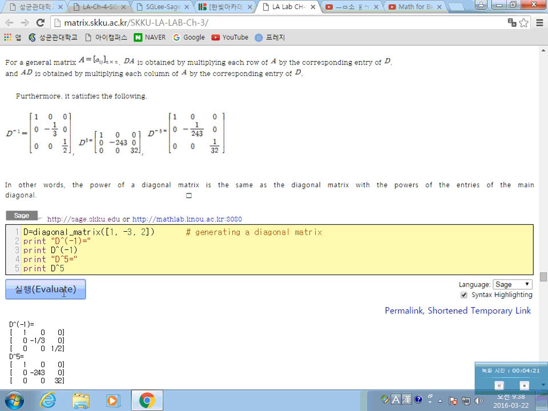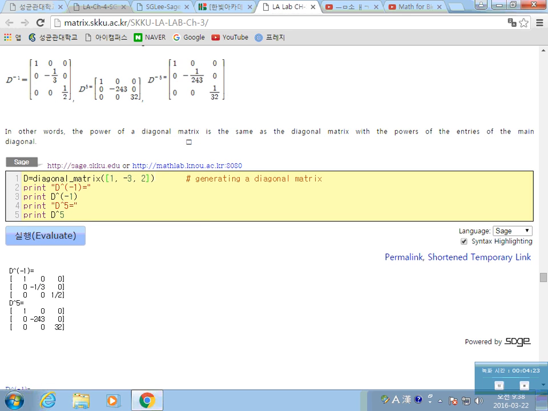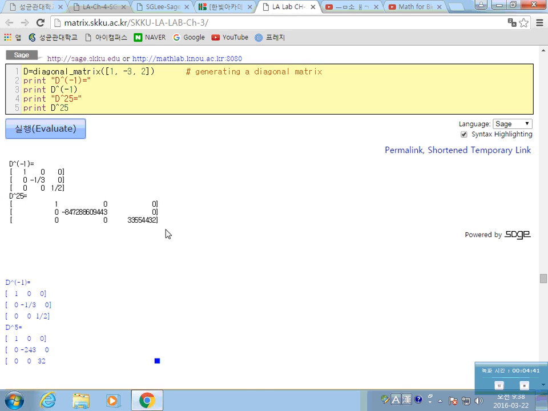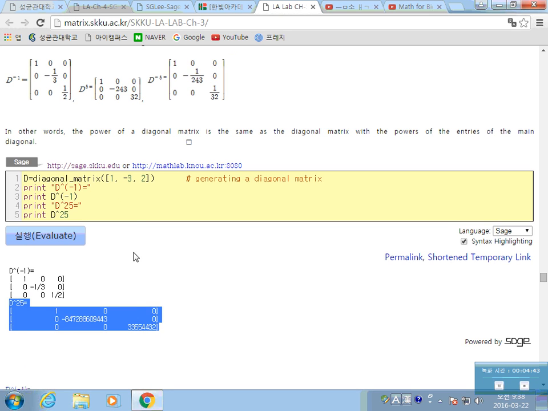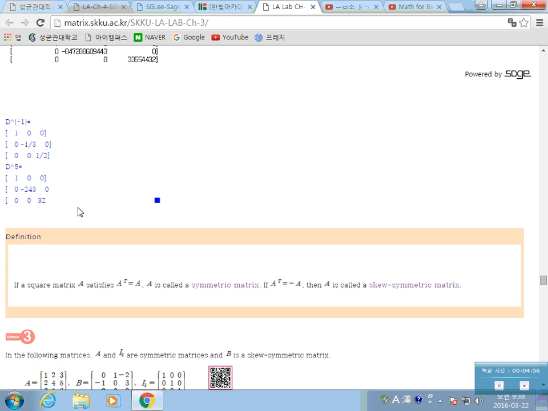And you can easily check that if you have a diagonal matrix D like this, D inverse is just the reciprocal of the main diagonal entries of D like this, and the fifth power is like this. If you want to have its 25th power, then the 25th power would be like this. So this is just the diagonal matrix whose main diagonal entries are the 25th power of the diagonal entries of the original diagonal matrix.